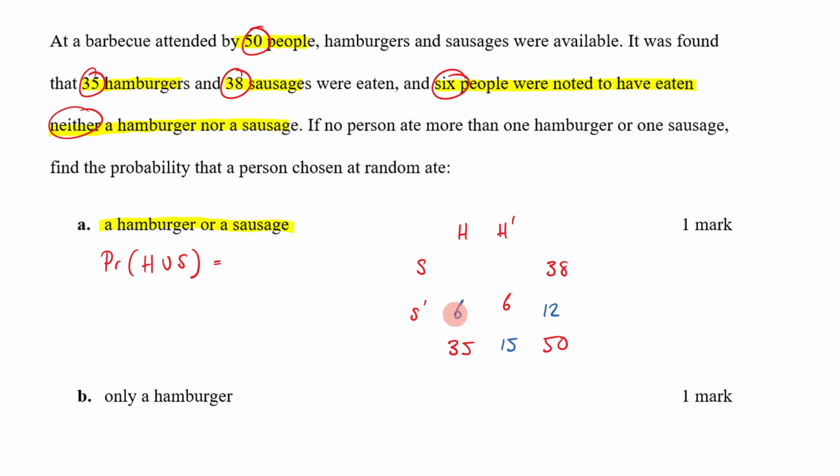So for instance, I know that this is 6 because 6 plus 6 is 12. I know that this here must be 9 because 9 plus 6 is 15. And I know that this here must be 29 because 29 plus 6 is 35. And also 29 plus 9 is 38. So that works as well.